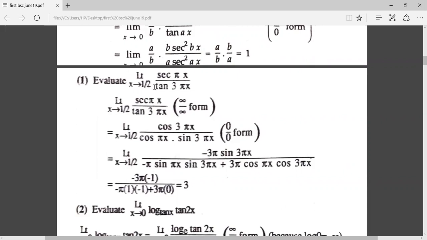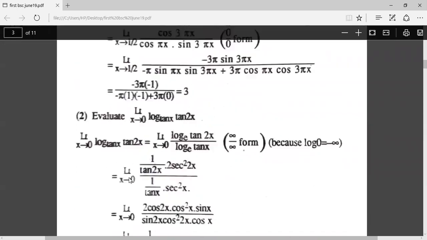Next, you have to simplify this. It is minus 3 pi divided by minus pi. Pi cancels. Therefore it is totally plus 3 pi divided by pi. 3 pi divided by pi, pi cancels, and you will get 3. So yes, the answer is 3.